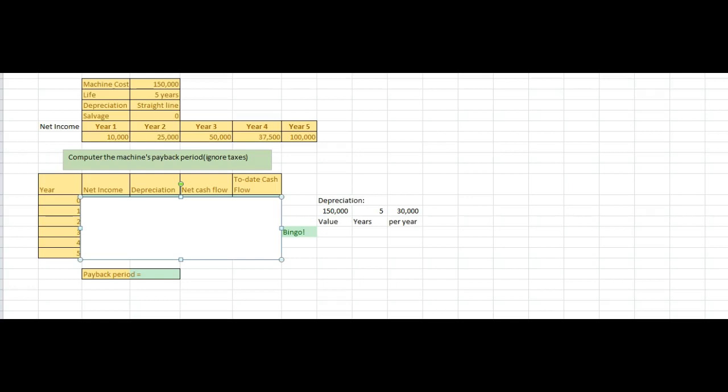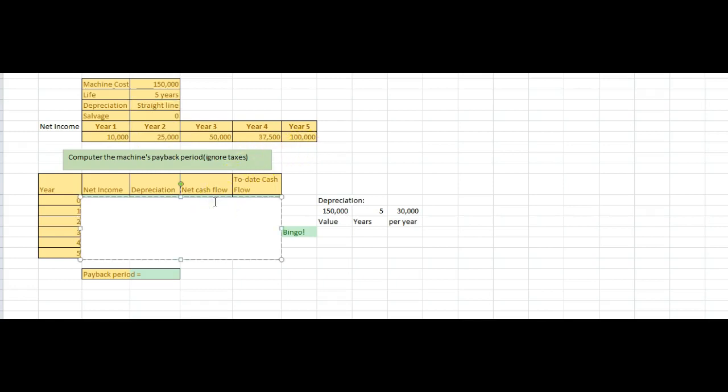Here's another one. And in this one, we're looking at depreciation. So the machine costs us $150,000. We're using straight line depreciation, which is $30,000 a year. Okay. And we have these flows.